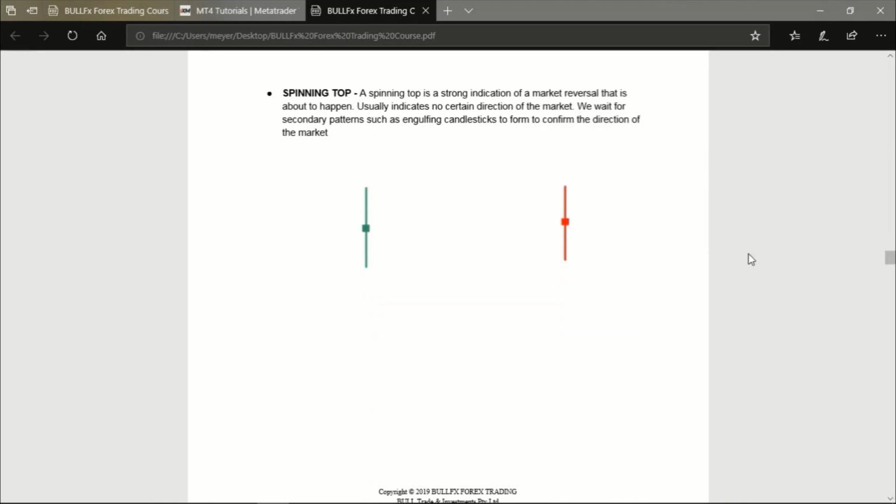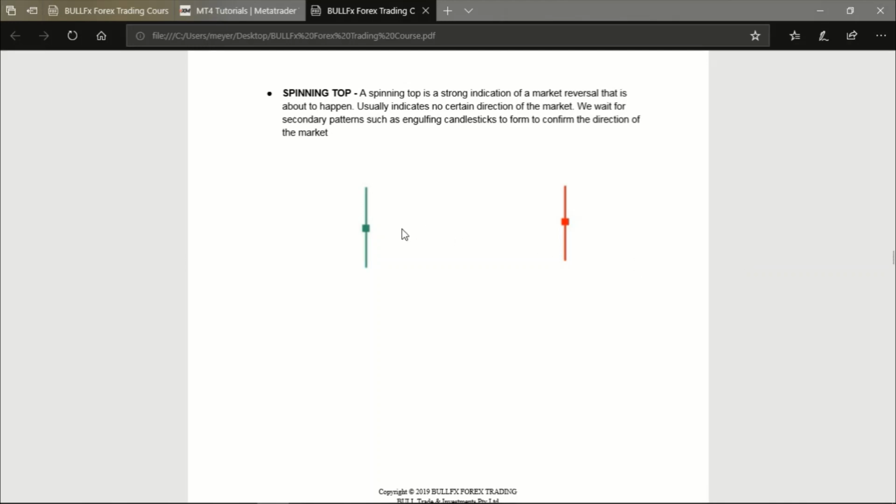Spinning top. A spinning top is a strong indication of a market reversal that is about to happen. It usually indicates no certain direction of the market. We then wait for a secondary pattern, such as an engulfing candlestick, which often shows a strong momentum in whichever direction, to form to confirm the direction of the market.